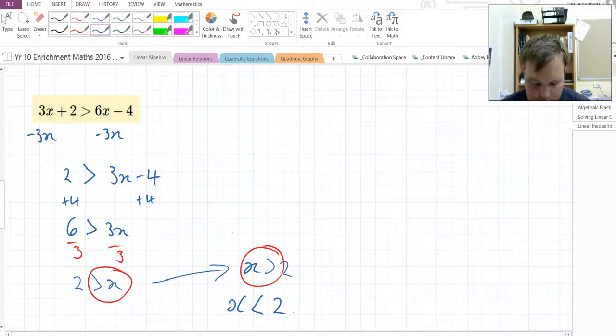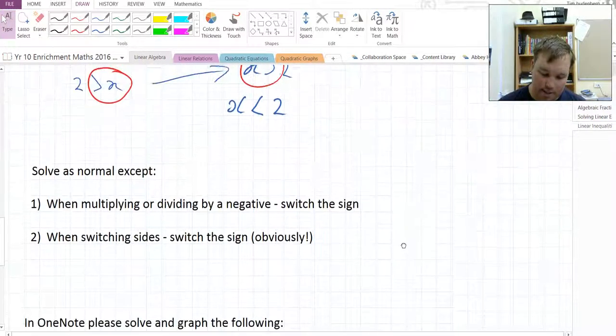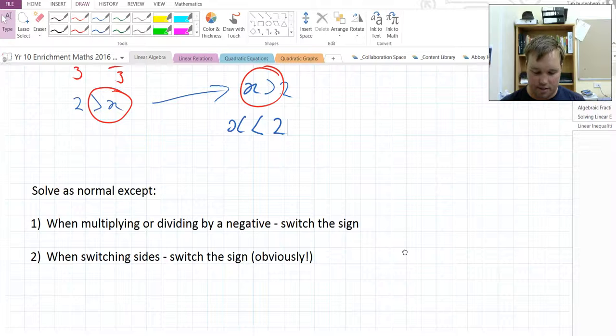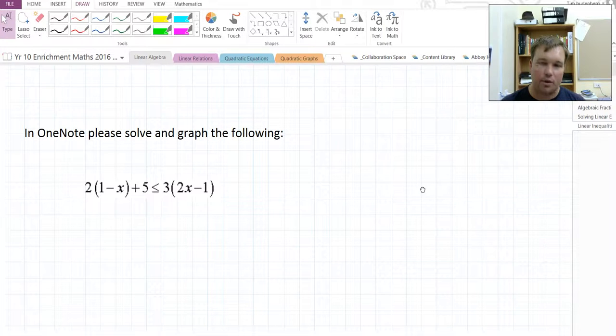Alright? So, working with linear inequalities, solving equations, is normal, except when multiplying and dividing by a negative, switch the sign. When switching sides, switch the sign as well. Can you please solve and graph the following equation in OneNote? Thank you very much.